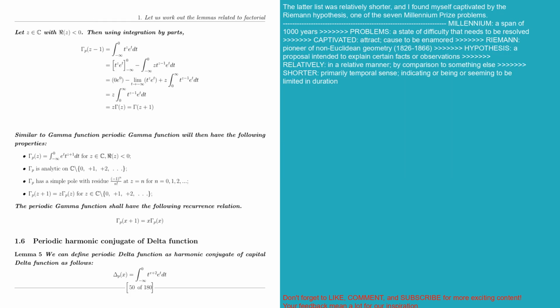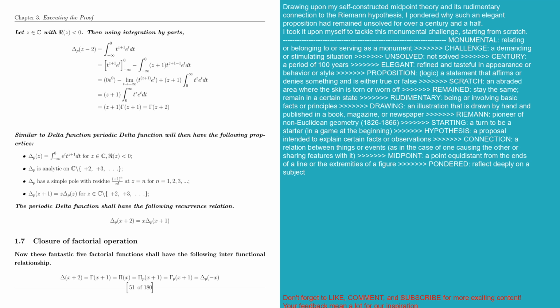The latter list was relatively shorter, and I found myself captivated by the Riemann Hypothesis, one of the 7 Millennium Prize problems. Drawing upon my self-constructed midpoint theory and its rudimentary connection to the Riemann Hypothesis, I pondered why such an elegant proposition had remained unsolved for over a century and a half. I took it upon myself to tackle this monumental challenge, starting from scratch.